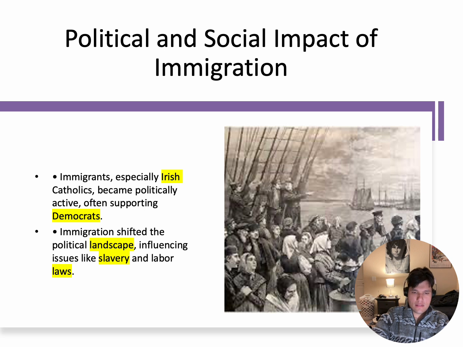So you guys can see in the slide, it just mentions what I just talked about. Immigration shifted to a political landscape influencing issues like slavery and labor laws. This is talking about the North and the South. The North was anti-slavery and the South was pro-slavery. They didn't want any of the systems to go unbalanced.